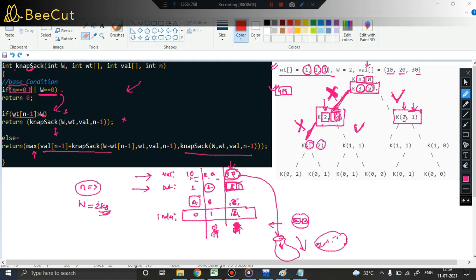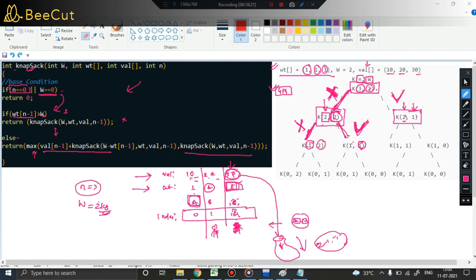Or if you pick up item B, if you have rejected C, which means you have followed this path. You have rejected C, but you have picked up B. So what does it indicate? If you have picked up B, then the capacity of the knapsack will be reduced. Previously your capacity was 2. Since you have picked up B, B's weight is 1, so 2 minus 1 is equal to 1. This is the new capacity. And the number of items is also reduced to 1, which means now you are going to consider item A after picking B. And here you are considering item A after rejecting C and B both.